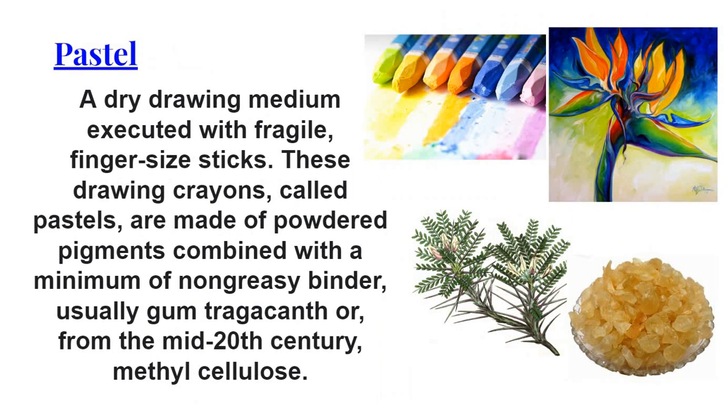Okay, next is pastel. Pastel is a dry drawing medium executed with fragile finger-sized sticks. This is a part of the crayon family, which is specifically called pastel. It is made with pigments combined with a non-greasy binder, usually gum tragacanth or methyl cellulose, just like this one in the lower right, that is gum tragacanth.